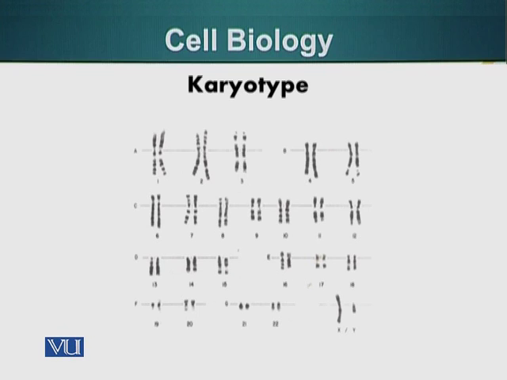Here on the screen you can see the karyotype of a male person. Karyotype is basically the arrangement of chromosomes in descending order by size of stained chromosomes. Here you can see that there are 2 chromosome 1s, 2 chromosome 2s, 2 chromosome 3s, and so on and so forth. One came from the father, the other came from the mother.